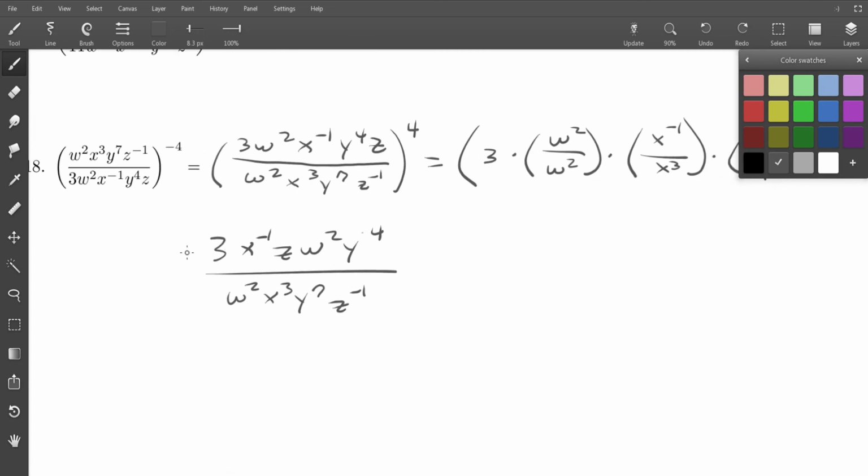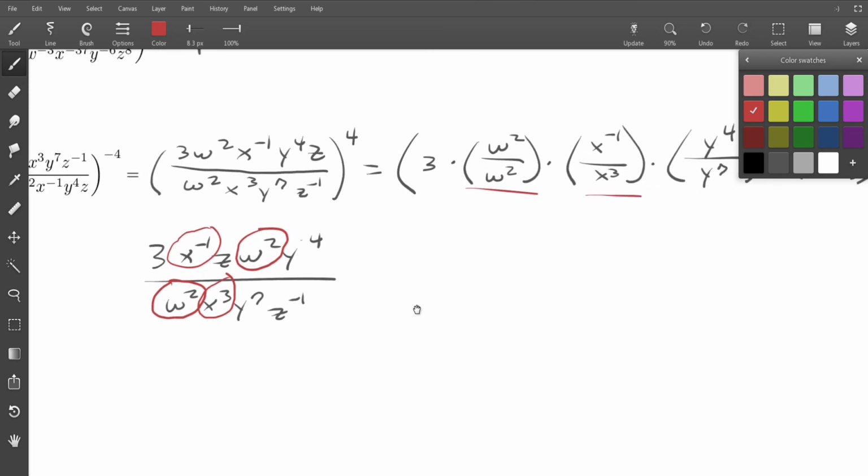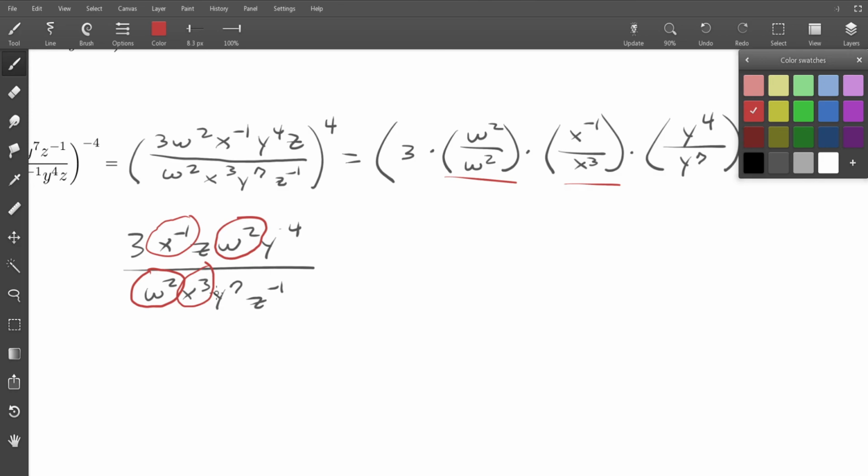So for this, I have this 3 here. That's the first term. Then I have this w squared on bottom and this w squared on top. There's no more w's, so I'm going to group these together into this term. Then I have the x's, so I have this x to the negative 1 and this x to the negative 3, and I group those together to get this term, and so on. So the order of the terms might be nice. It might be in the order you end up writing them down, or they might be scrambled up, and you just need to make sure that you're looking at it properly. Otherwise, you're not going to get the right thing.